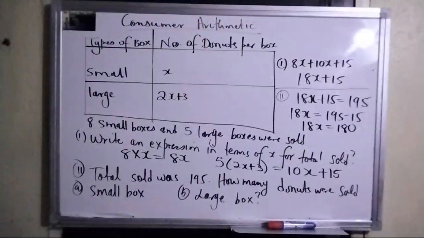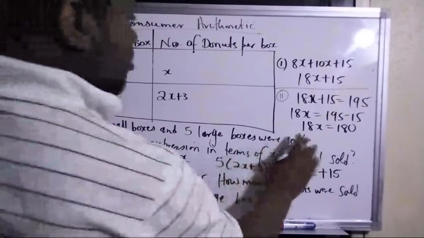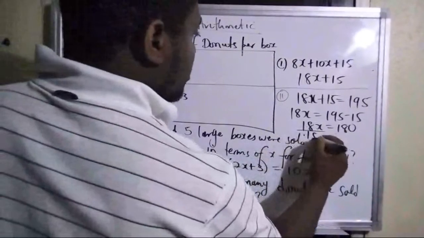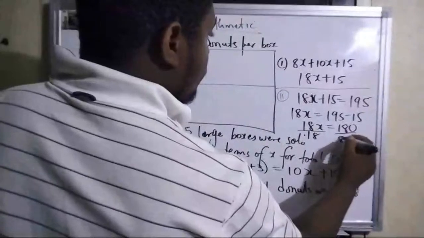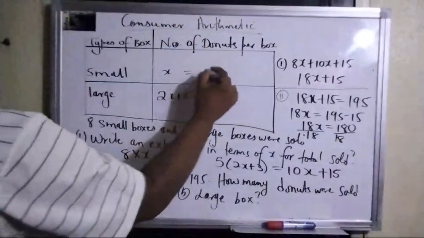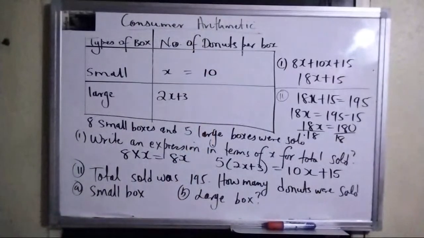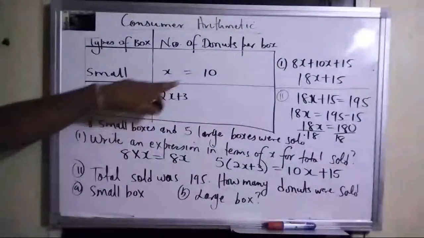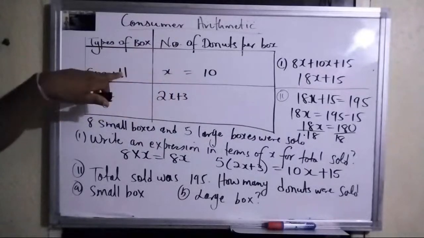So for the value of x, it would be 10, right? Once we divide by 18, we know that the value of x is 10. So this now represents 10, right? And for this one, 10 is in each small box.